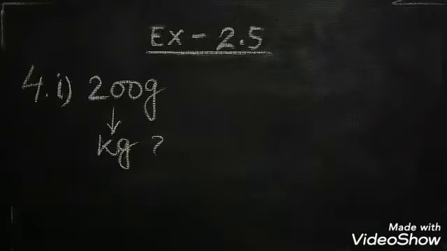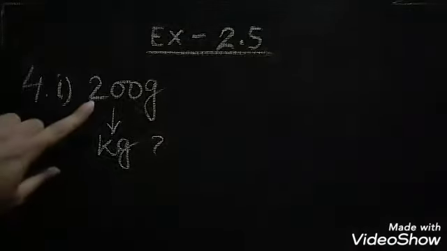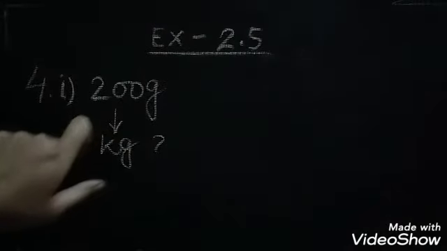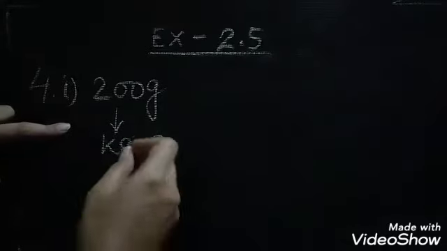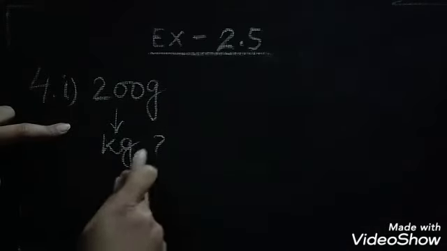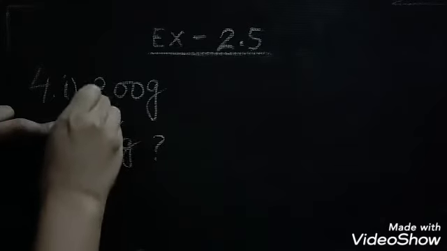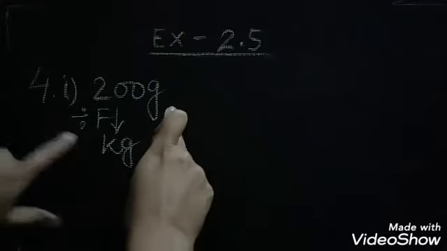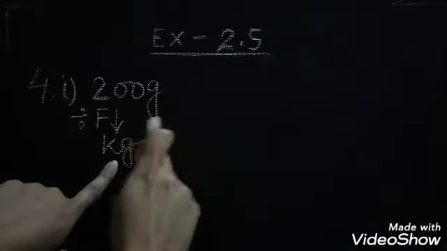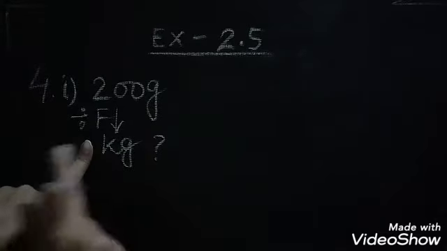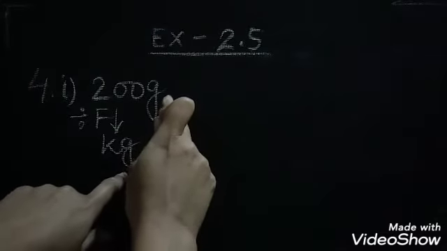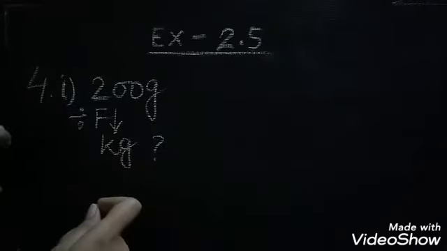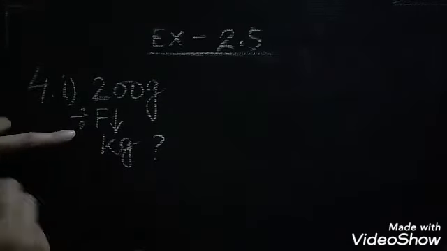In question 4, part 1, they are asking that 200 gram are how many kilograms? So 200 gram is the smaller unit and kilogram is the bigger unit. Again, when you are moving from smaller to bigger unit, then you know that you have to divide by the conversion factor. So what is the conversion factor between gram and kilogram? Think about how many grams together make 1 kilogram. So you would remember that 1000 grams together make 1 kilogram. So the conversion factor is 1000 here.